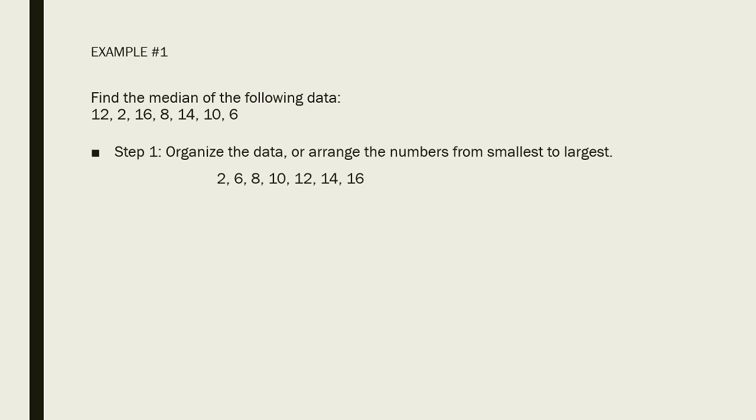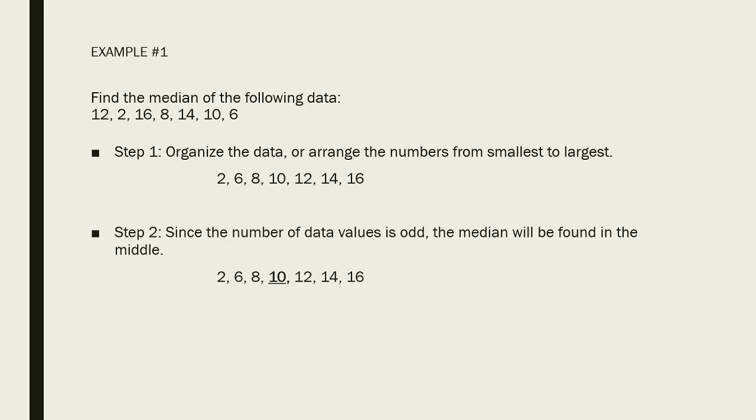Example 1. Find the median of the following data. So we have 12, 2, 16, 8, 14, 10, and 6. Step 1. Organize the data or arrange the numbers from smallest to largest. It can be largest to smallest. So if you arrange the data from smallest to largest, it will be 2, 6, 8, 10, 12, 14, and 16.